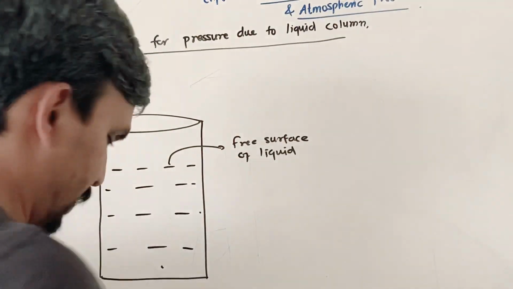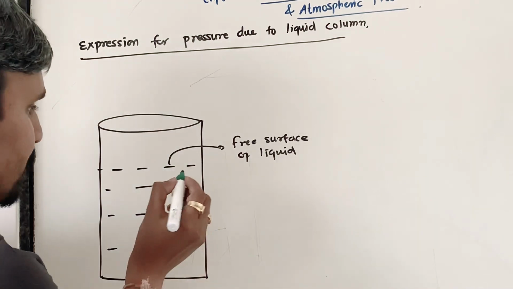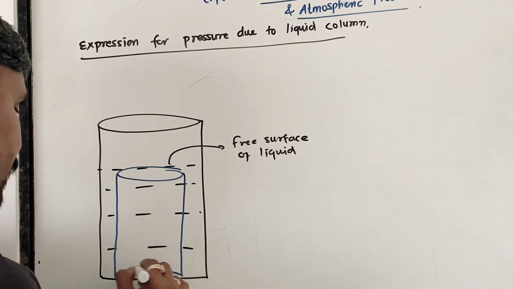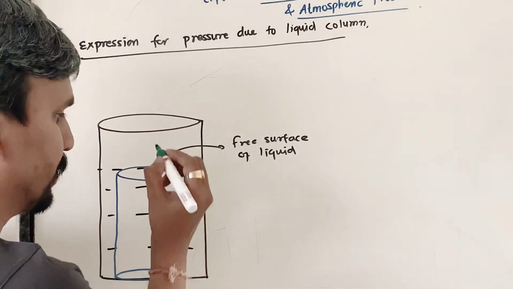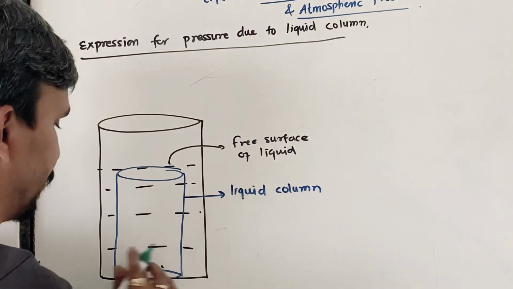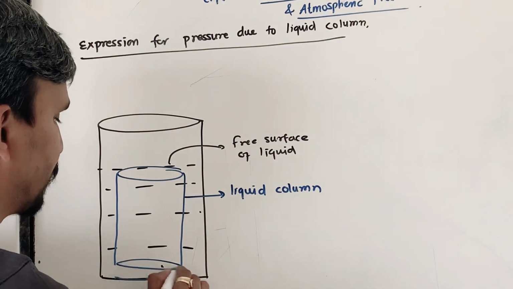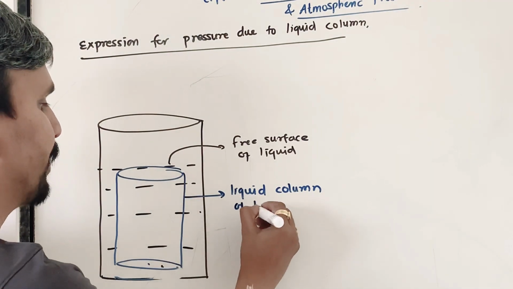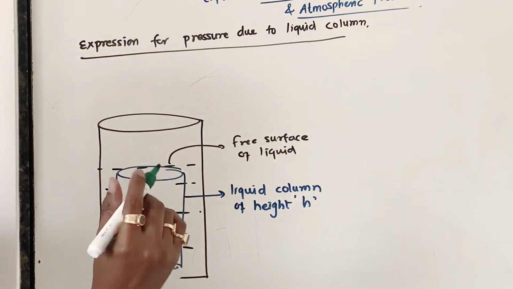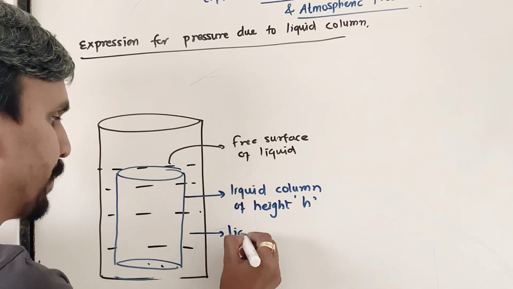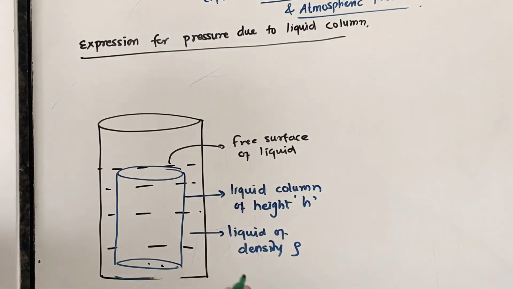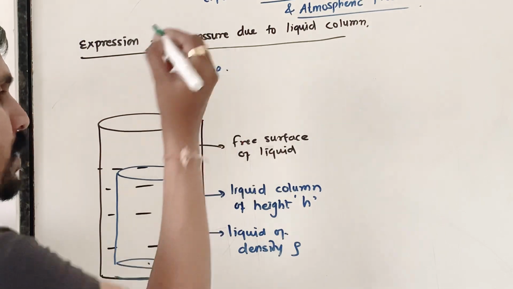Now we'll consider one cylinder over here, of the same height. This is called the liquid column. I will not consider this, but consider up to this one. So a liquid column of height h from the free surface. This is the liquid of density rho. This sign is called rho, R-H-O.